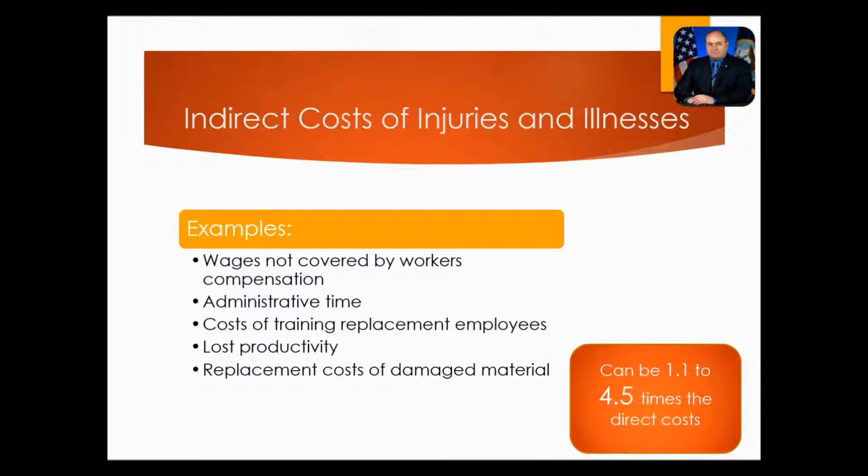Here are some indirect costs that we would take a look at when we're trying to project for a client how much an injury actually costs. So it's wages not covered by workers' compensation, administrative time, headache, lost productivity. It can be 1.1 to 4.5 times the direct costs.